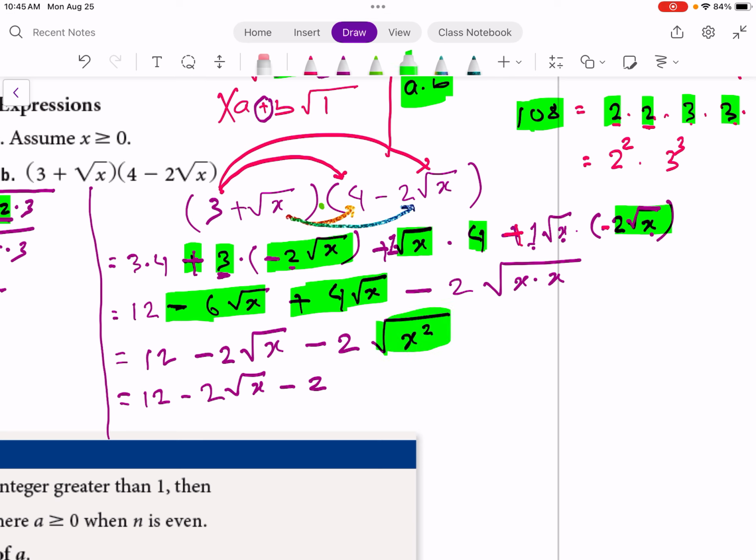The square root of x squared is x. And why is that? We have an exponent 2 and our index is 2. So we have x left here, and there is nothing under the radical sign. Nothing means it's not a 0, it's 1. And 1 times x is x. And this is our final answer.